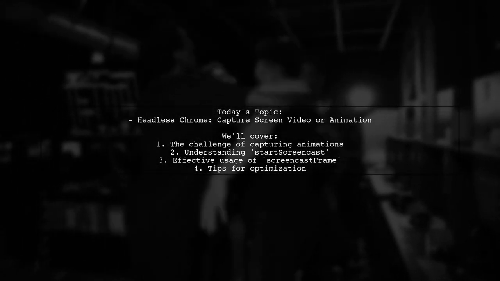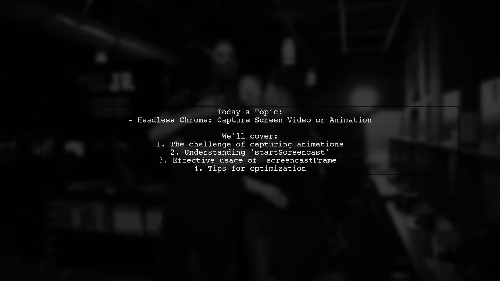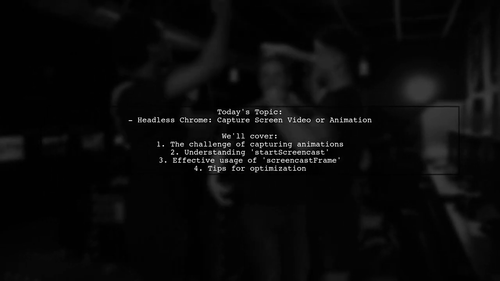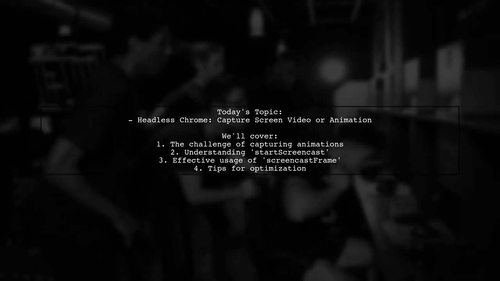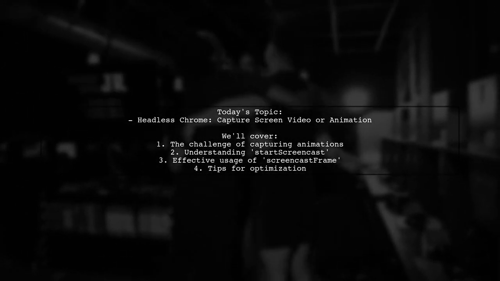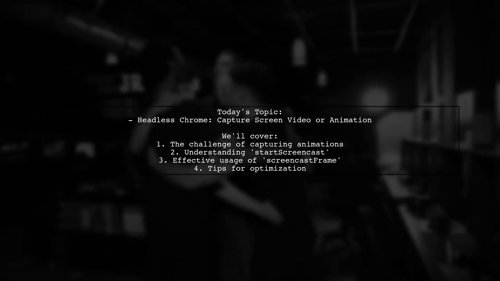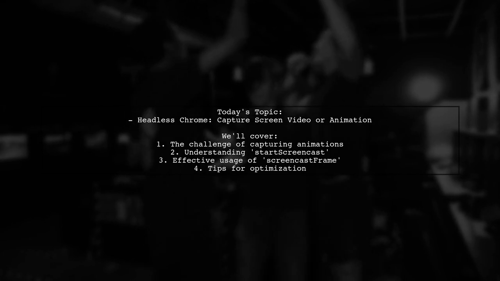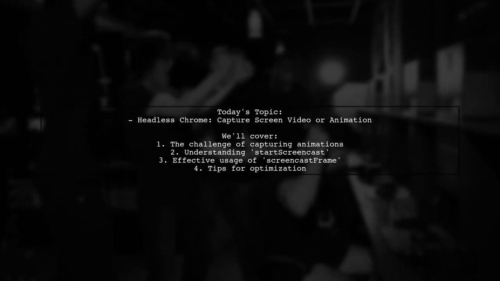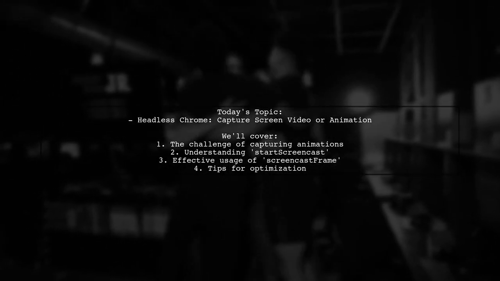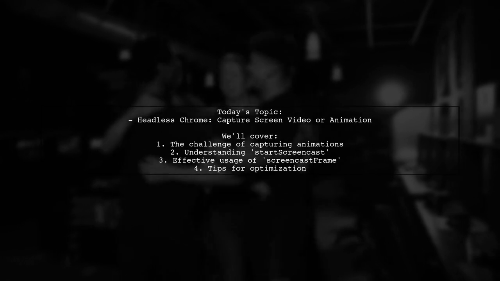Today, we're tackling a question that many developers encounter when working with animations on the web. Our viewer is trying to capture animations using Headless Chrome and stitch them together with FFmpeg. They believe that the start screencast method is the key to achieving this, but they're running into some challenges. Let's break down their question and explore how to effectively use start screencast and screencast frame to capture those elusive frames.